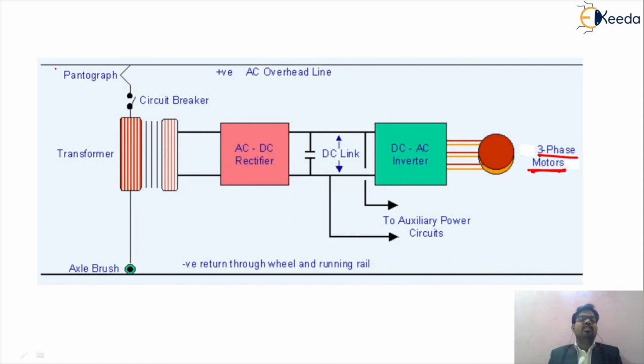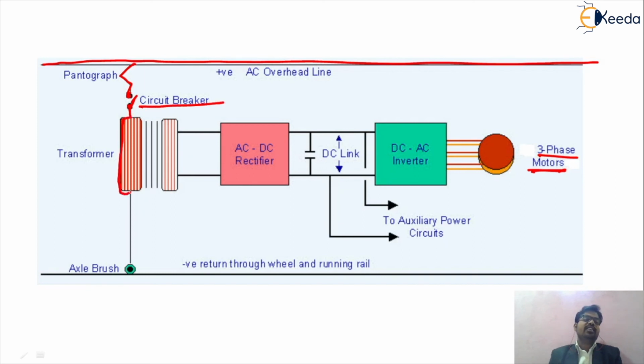So again, we have to understand the basic concept. Again, it will be the overhead transmission line. This is the pantograph collector, which will have the circuit breaker. From the circuit breaker we are connecting the transformer. This is the primary winding, this is the mutual winding, this is the secondary winding, and from the secondary winding we have to use an AC to DC converter, which is called a rectifier.